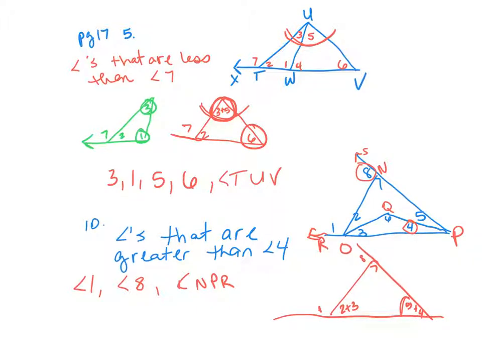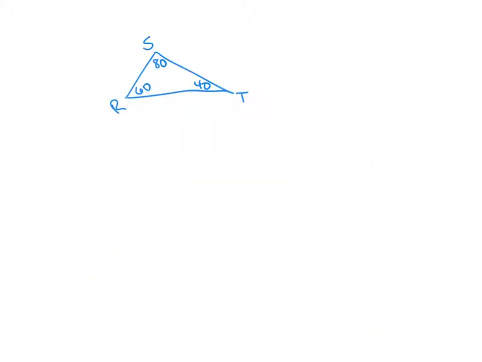Yep. They want you to list the sides and the angles from smallest to largest. So what angle is the smallest here? T. Angle T, then angle R, then angle S. That's the angles. Now what about the sides? What's the name of the smallest side of that triangle?